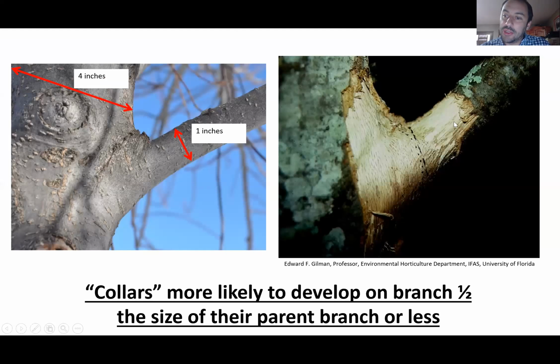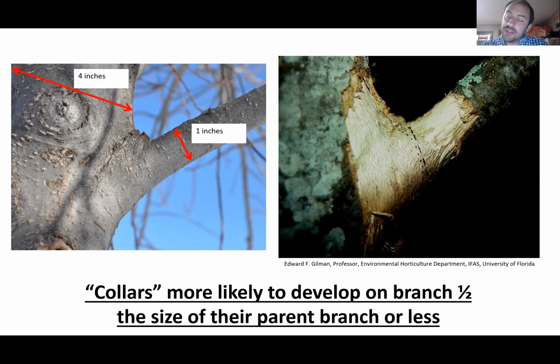And here's a great picture from Dr. Gilman out of Florida's textbook that shows a collar. So a collar is where the wood from the parent branch overlaps with the wood from the lateral branch. You can see the grain of wood from the parent branch bleeding over onto the lateral branch. And underneath this, there's wood from the lateral branch bleeding over onto the parent branch. So it's like interlocking of wood, and it makes that union strong.